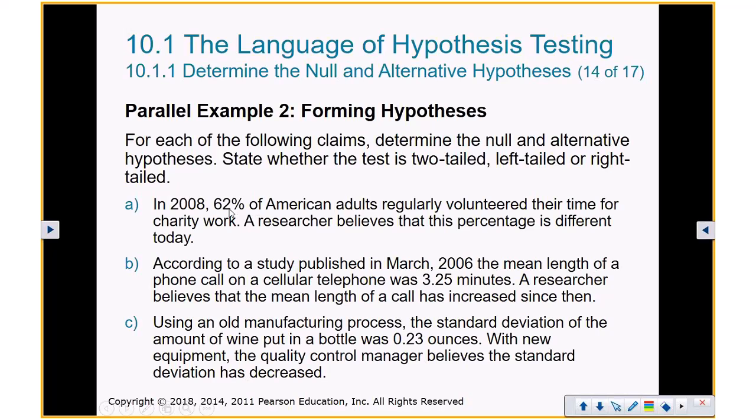62%, that means what? Equals. Okay, so your null hypothesis is 62%. All right? What is the alternative hypothesis? Different means what? Not equal. Different, write that down. Different equals not equal. Or different is, and then put a not equal sign.